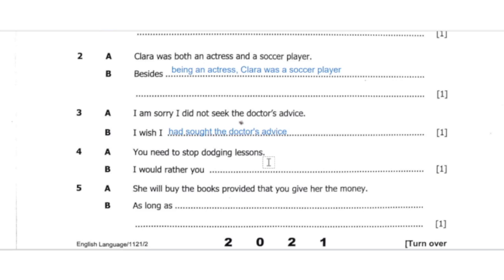Okay. So sometimes students may leave out "ad." They end up writing, "I wish I sought the doctor's advice." That is wrong. You have to put "had." I wish I had sought the doctor's advice.